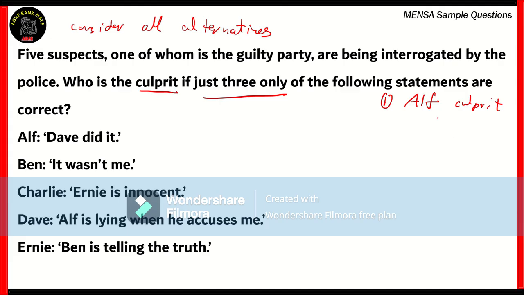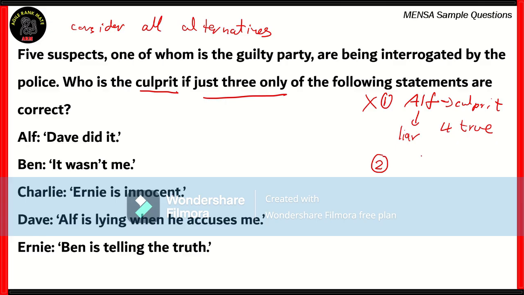Now, if Alf is the culprit, then Alf's statement that says Dave did it is wrong, which means Alf is a liar. However, the other statements, Ben saying it wasn't me, Charlie saying Ernie is innocent, Ernie saying Ben's telling the truth, and Dave saying Alf is lying when he accuses me, are all actually true. So there are 4 true statements here. However, according to the question, only 3 statements can be true. So therefore, Alf being the culprit is not right.